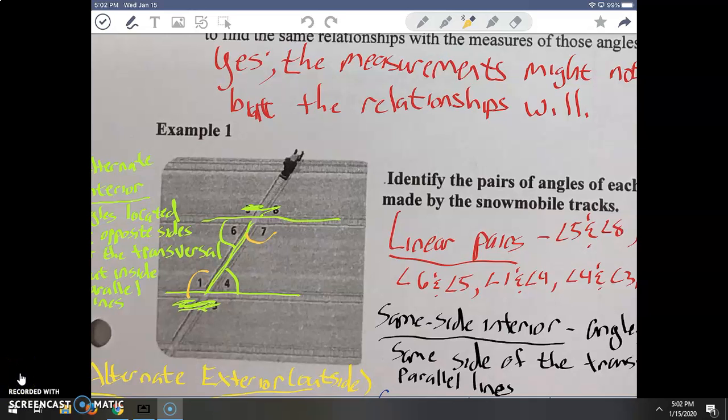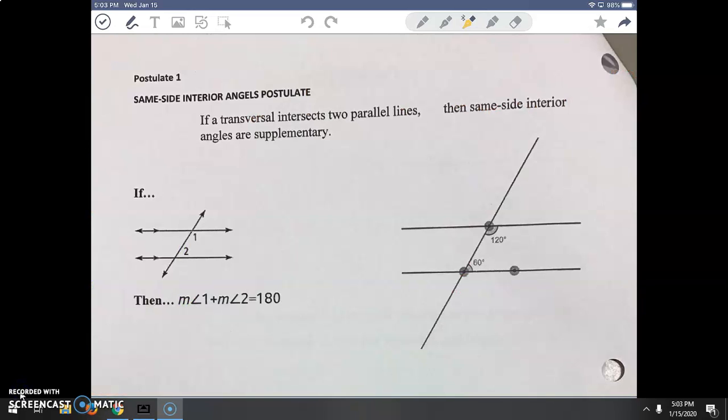So let's move on to the next page. We'll talk about some of these theorems. The same side interior angles postulate basically says if you have two parallel lines and a transversal, same side interiors are supplementary. So in our example, if one of them is 120, the other one is going to be 60. If you add them up, that equals 180. Angle 1 could be 100, and that makes angle 2 have to be 80.